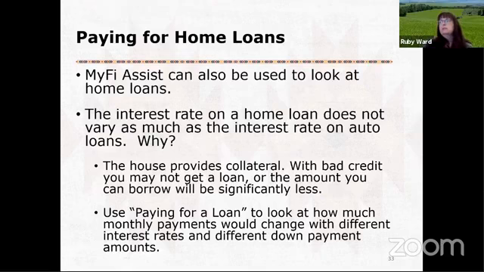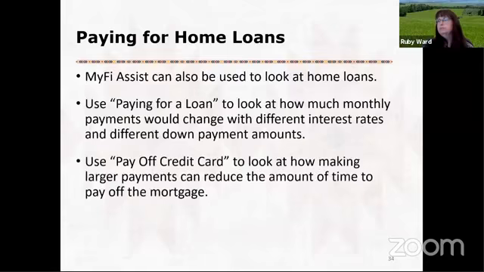It can also be used to look at home loans. The interest rate on a home loan does not vary as much as the interest rate on the auto loans. Partly this is because houses would have collateral. I know in some of the tribal situations, because of the trust lands and the tribal lands, it may work a little bit differently. So I just wanted to show that we can use this for more than just a vehicle expense. Any type of loan, we can really put in there and use it. This could also be equipment loans for a cattle operation or something else.